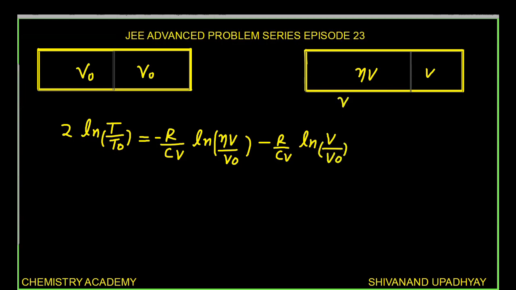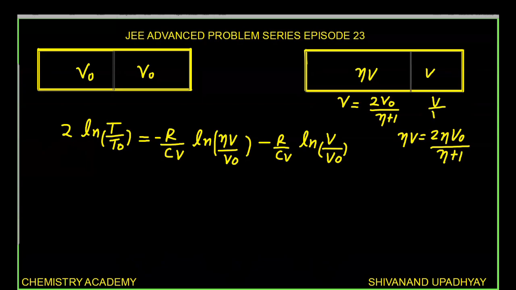We know that the final volume V is equal to 2 times V naught divided by eta plus 1, and eta times V is 2 eta V naught divided by eta plus 1. So from here I can write that V upon V naught is equal to 2 upon eta plus 1. And from here eta V upon V naught is equal to 2 eta upon eta plus 1. So now these values we can enter here.